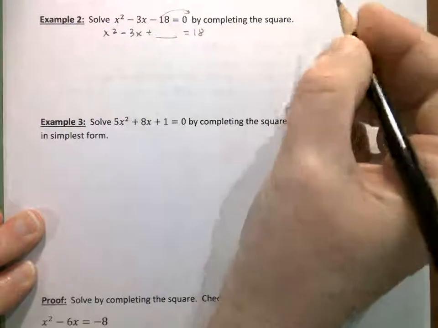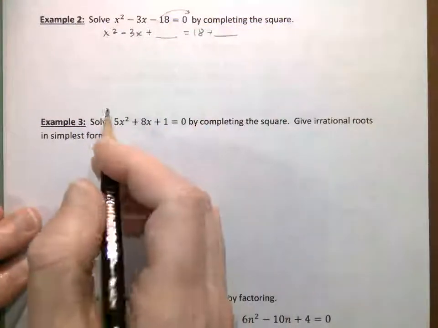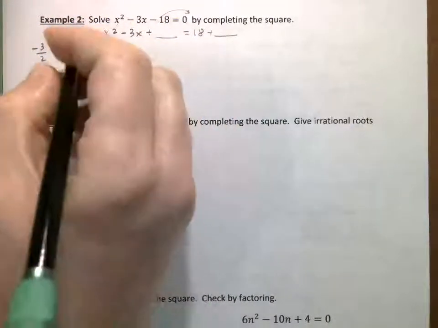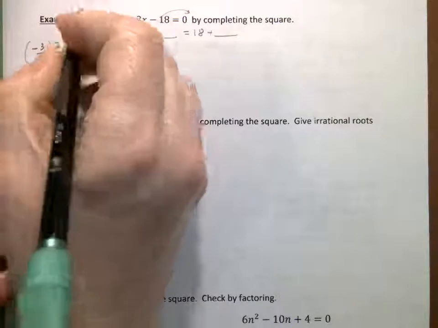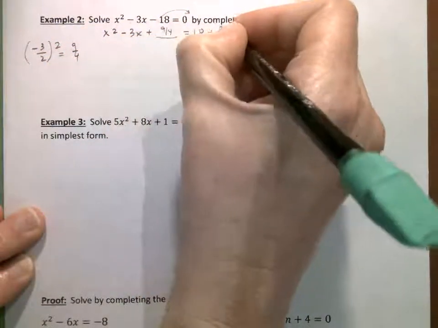Okay, what I do to one side, I have to do the other. So whatever I add here, I have to add here as well. Okay, so my b is 3. So 3 divided by 2 is negative 3 halves. And if I square that, I get 9 over 4. So I'm going to add 9 over 4 to both sides.